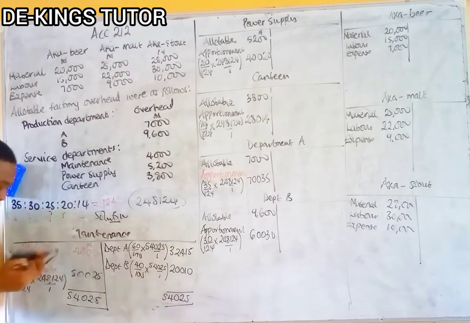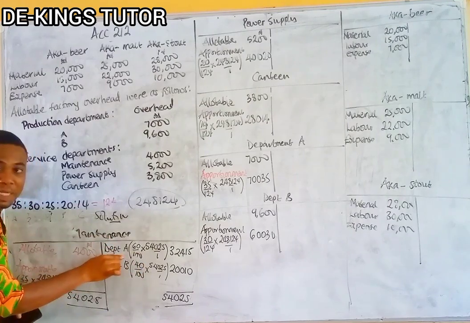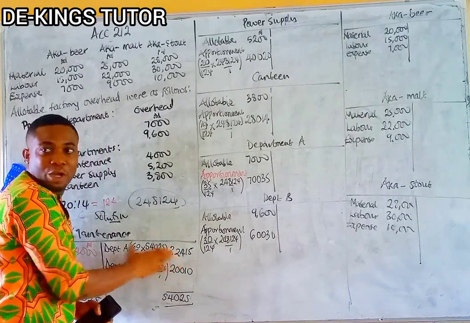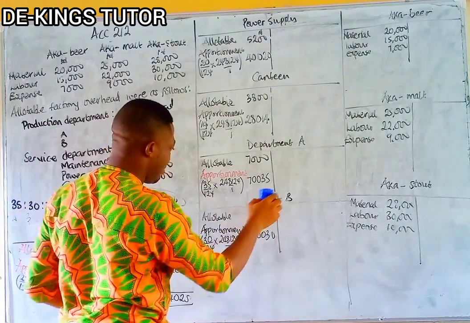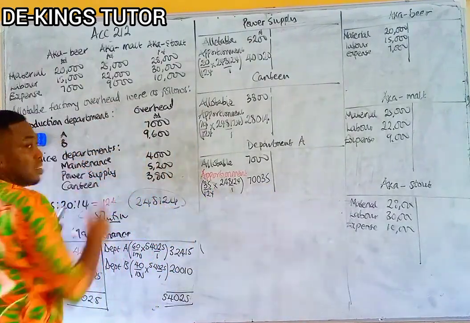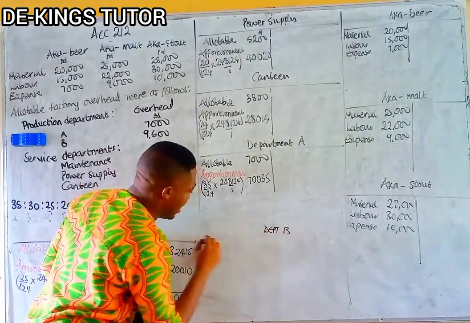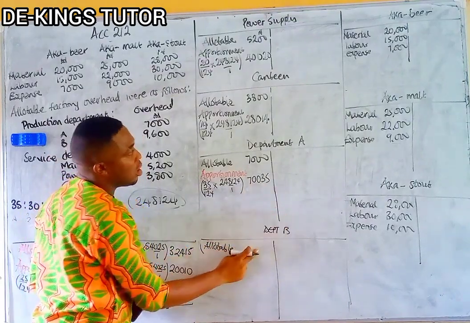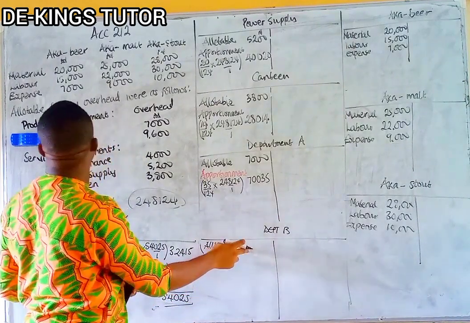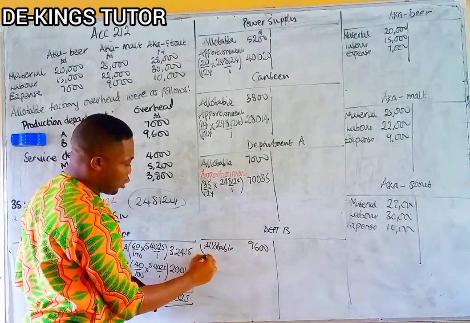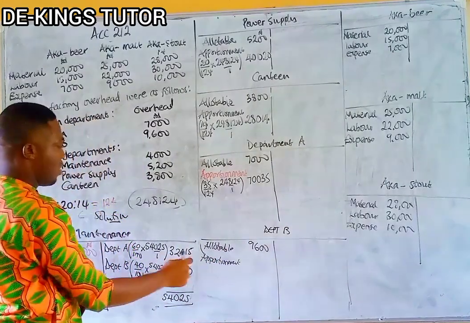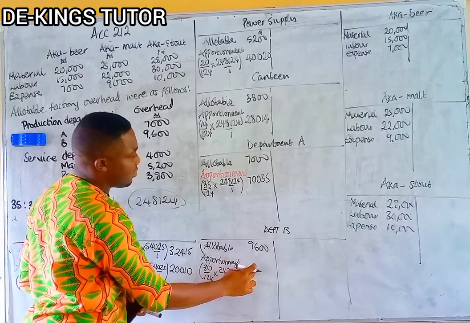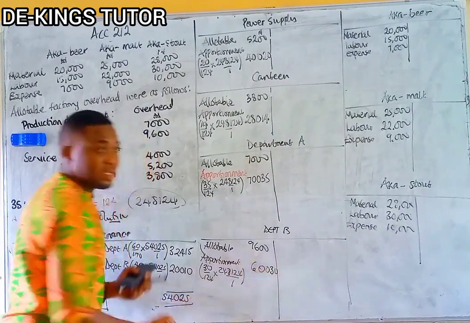Now watch. They said 60% of maintenance cost was used by department A. So as we have this value, we now take this value to department A. Now this is credited here, and the corresponding debit entry comes to department A. Then the apportionment, 30 over 124 times.